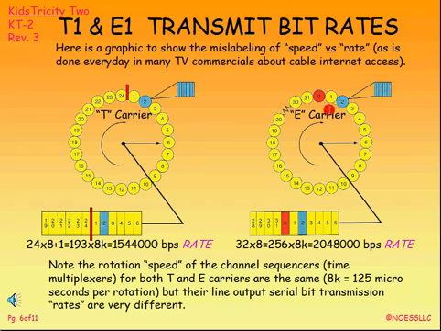Works fine. So we got 32 time slots here, but these 32 time slots of 8 bits each also have to fit within this rotation. This little arm is rotating 8,000 times per second. It's Nyquist. So over here we got 32 time slots times 8 bits equals 256 bits per frame. 8,000 frames per second, same as over here, gives us 2.048 megabits. This is the rate, not the speed.